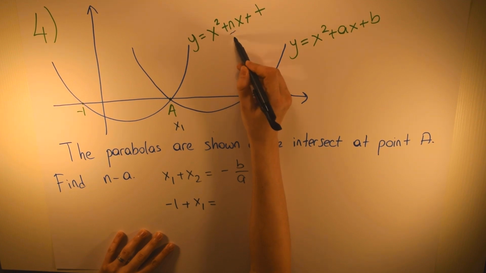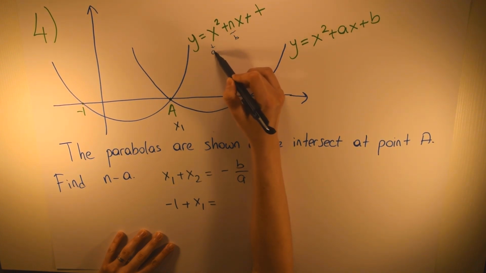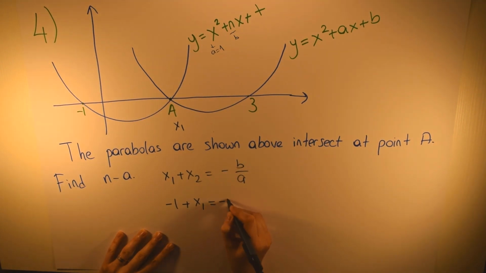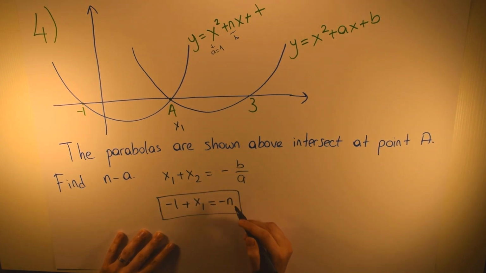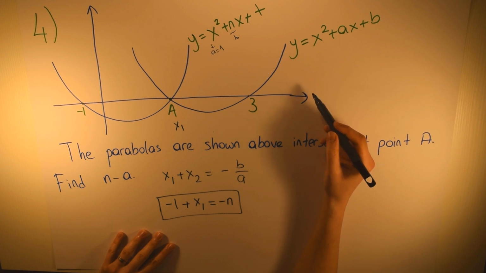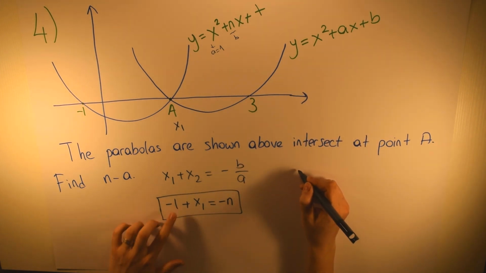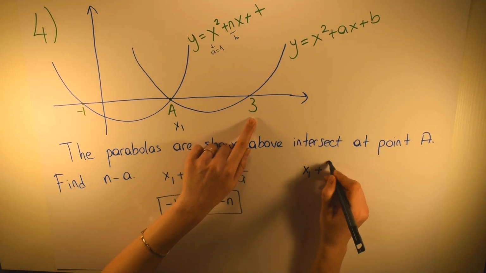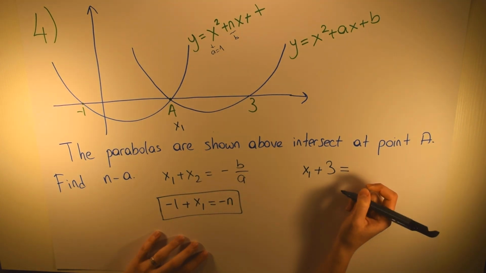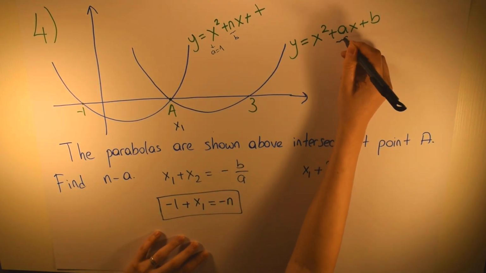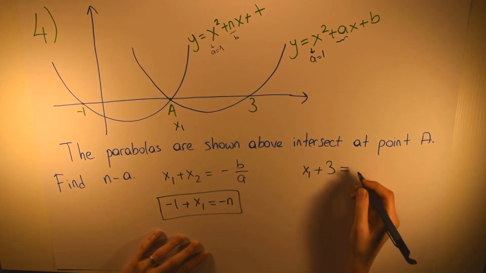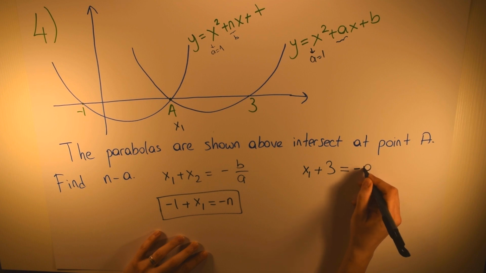So here plus n is b, a is equal to 1, which means our minus b over a is equal to minus n. This is from our first parabola. Let's look at the second one, and here we will do the same thing. We have x1 and x2. Here x1 plus x2 is 3, which is equal to minus b over a. So here b is equal to a and a is equal to 1. So minus b over a is equal to minus a, right?